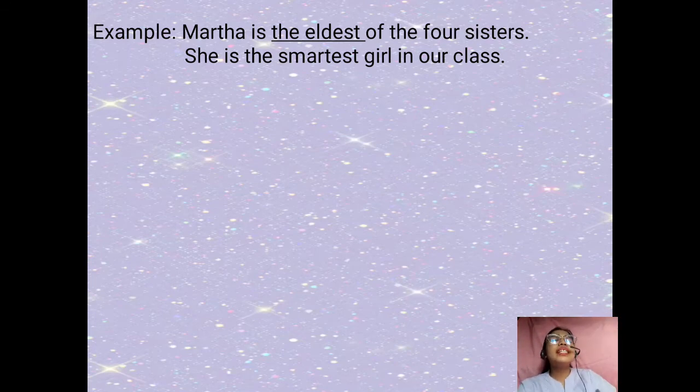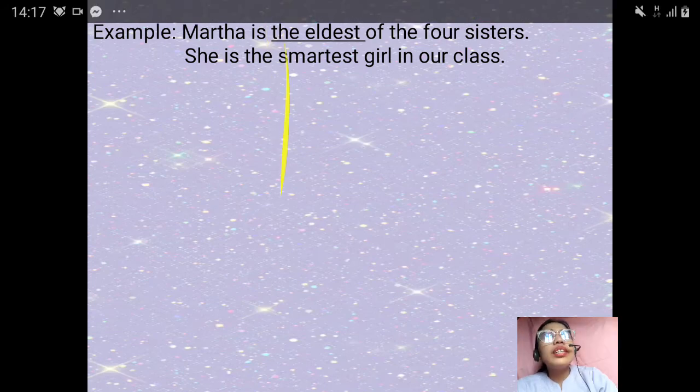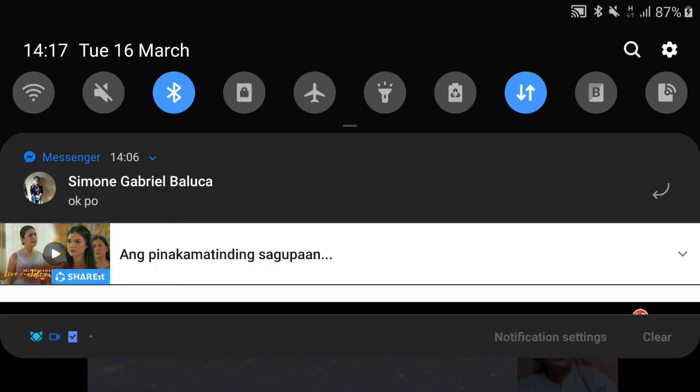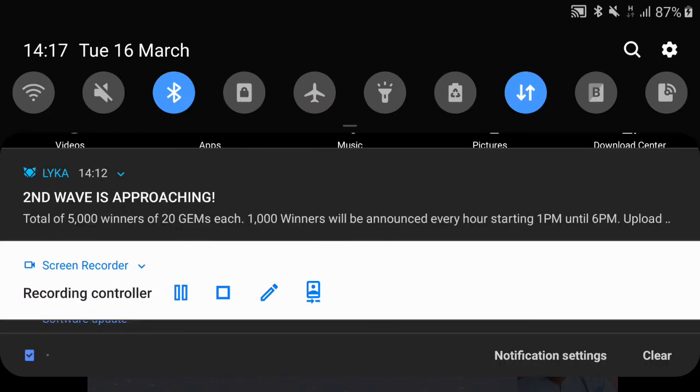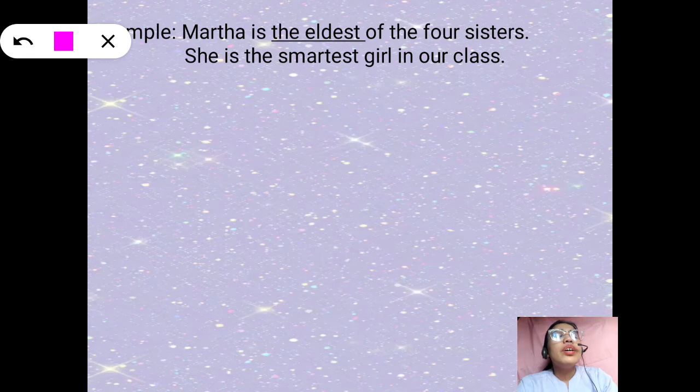Okay, so Martha is the eldest of the 4 sisters. Okay, so the word eldest. Okay, so it has 2 syllables. That's why we use est. So let us observe the article the. Okay, so in superlative, when we add est at the end of an adjective, we will use the article the: the eldest.